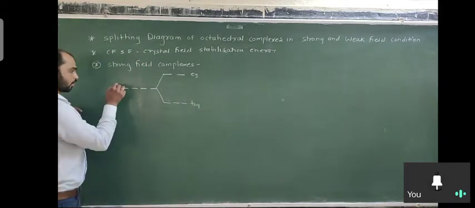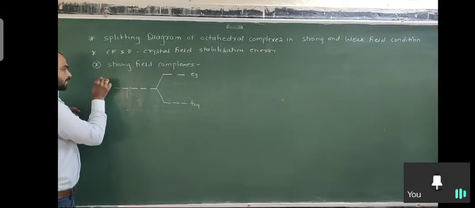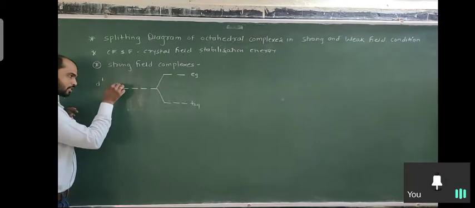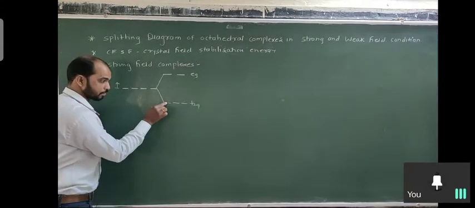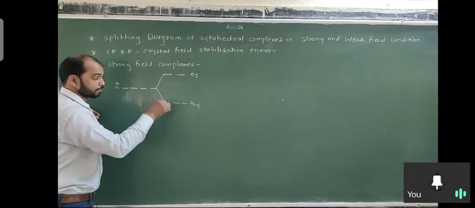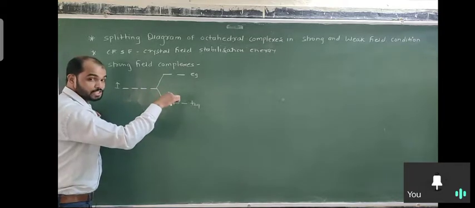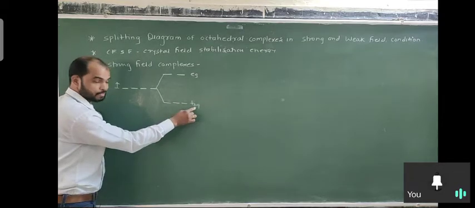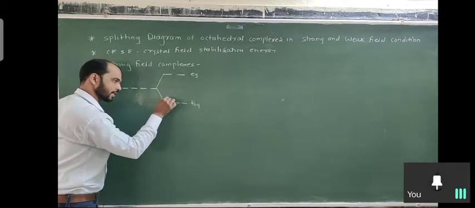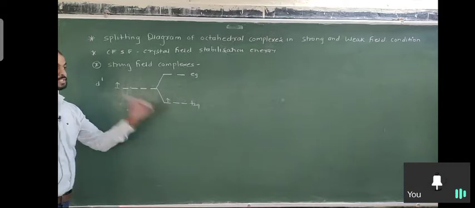So how many electrons do we consider here? d1 system. So just show 1 electron here. According to the Aufbau principle, the electron enters the lower energy orbital first. Which is the lower energy orbital? t2g is the lower energy orbital. So the first electron enters here.